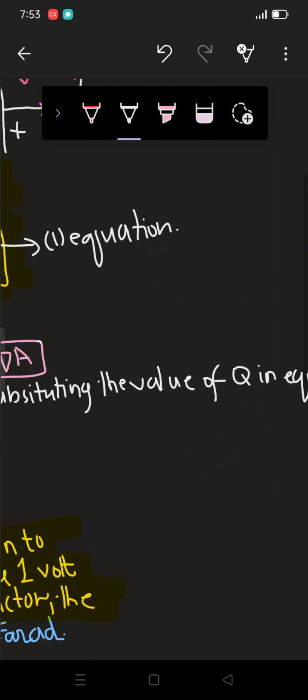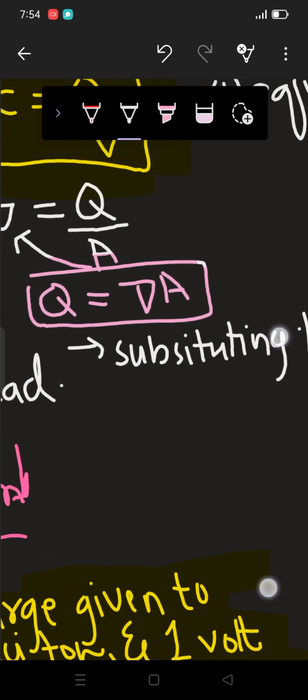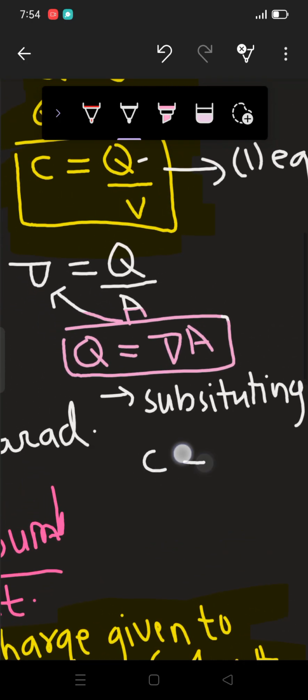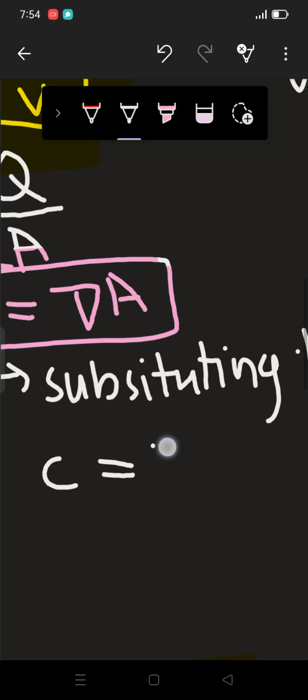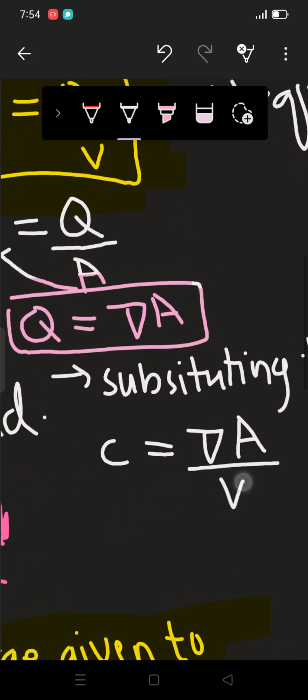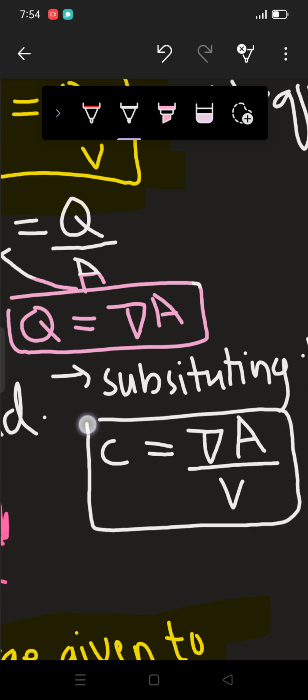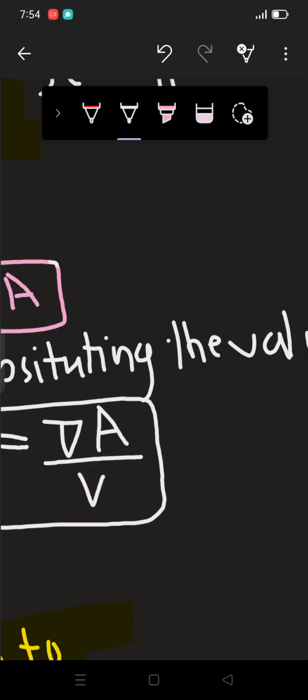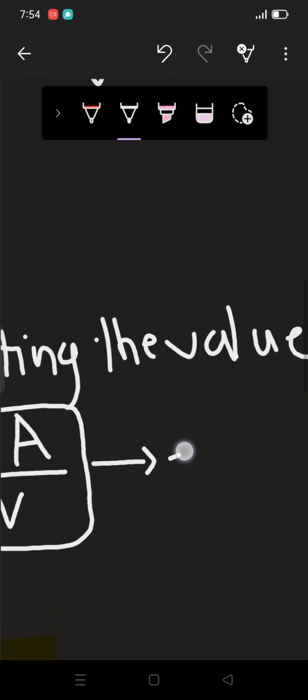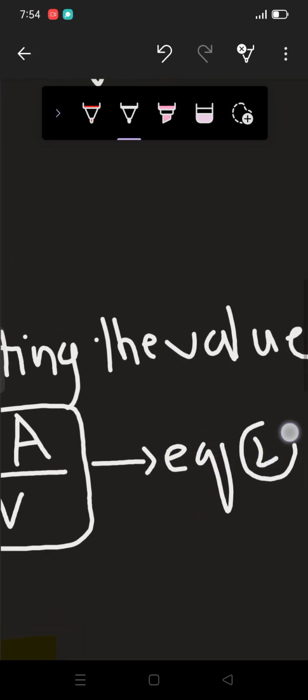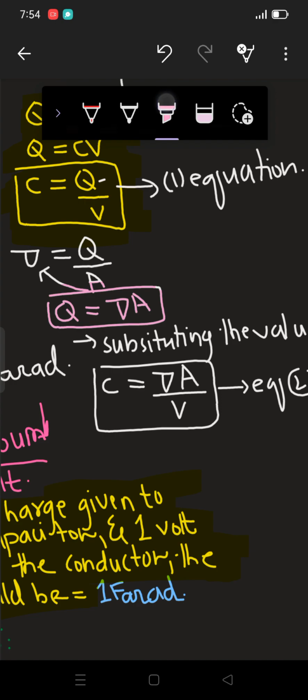Now we will be substituting the value of charge in equation 1, right? So let's substitute the value of it. We know that C is equal to Q per unit V. So Q is equal to sigma A per unit V, right? So now we have got our second equation as well, which is C is equal to sigma multiplied by area per unit potential difference V volt, right? This is our equation number 2. Let me highlight this as well. We have got equation number 2, right?